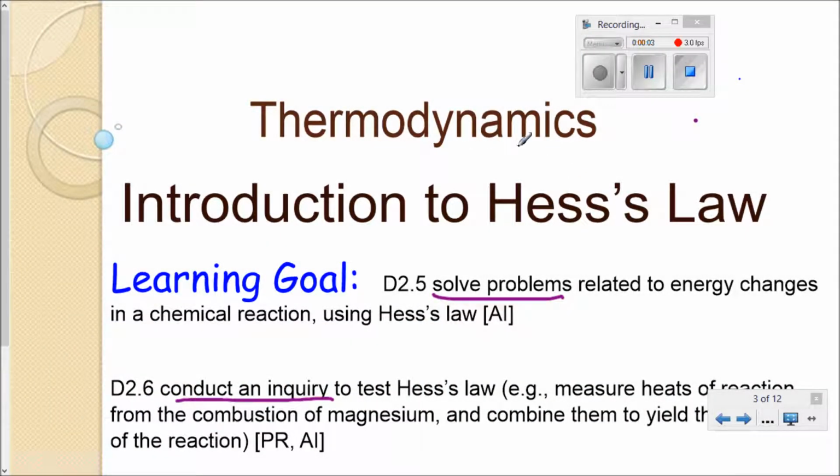Chemistry students, what we're doing today is we're learning about Hess's Law. We're going to do two things for Hess's Law. We're going to solve problems relating to energy changes, so we're going to use it in problems. And we're also going to conduct an inquiry, not in this lesson, but actually in class. We'll do a lesson where we actually do different reactions. We use Hess's Law to solve problems.